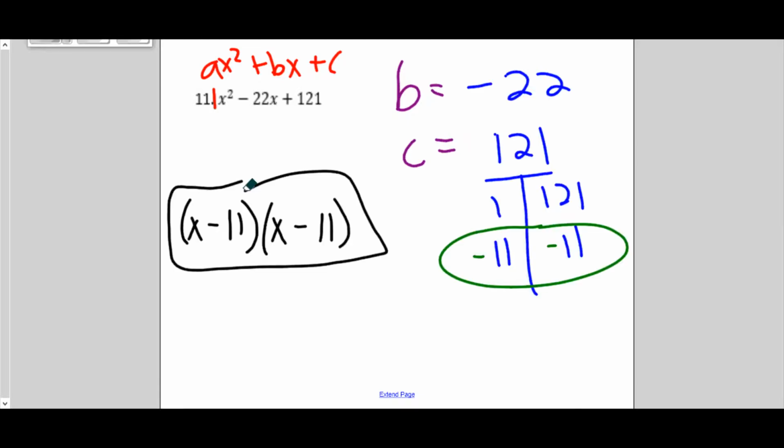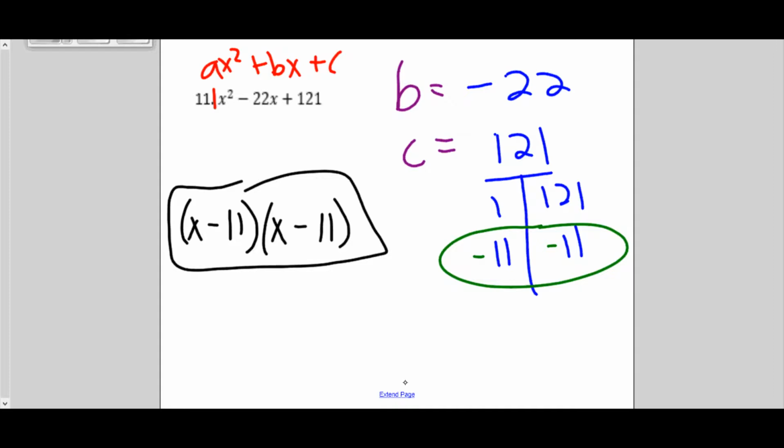So in number 11, hopefully you gave it a try. When you list the factors of 121, you notice that the only one of those that adds up to negative 22 is if we have negative 11 times negative 11. Because when you multiply that, you get positive 121. When you add them, you get negative 22.